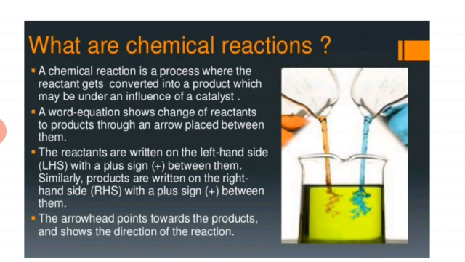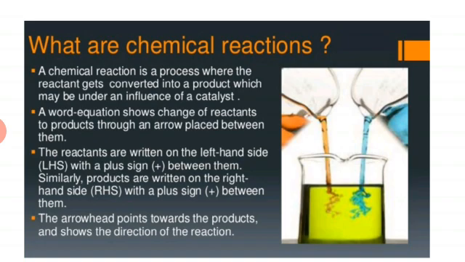Suppose you have magnesium ribbon and you are burning magnesium ribbon in oxygen. A new substance, magnesium oxide, is formed. So it will be a chemical change. Whereas you have a piece of paper. You tear the piece of paper into 4 parts, then it will be just a physical change. You are just changing the size and shape of the paper.